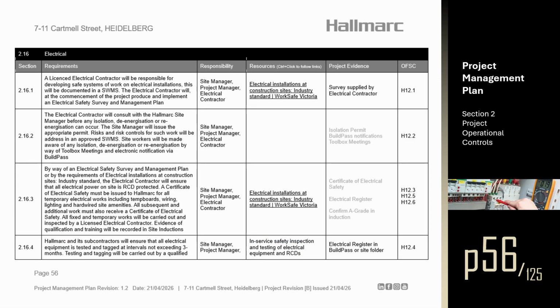Section 2.16. Electrical. Section 2.16.1. A licensed electrical contractor will be responsible for developing safe systems of work on electrical installations. This will be documented in a SWIMS. The electrical contractor will, at the commencement of the project, produce and implement an electrical safety survey and management plan.